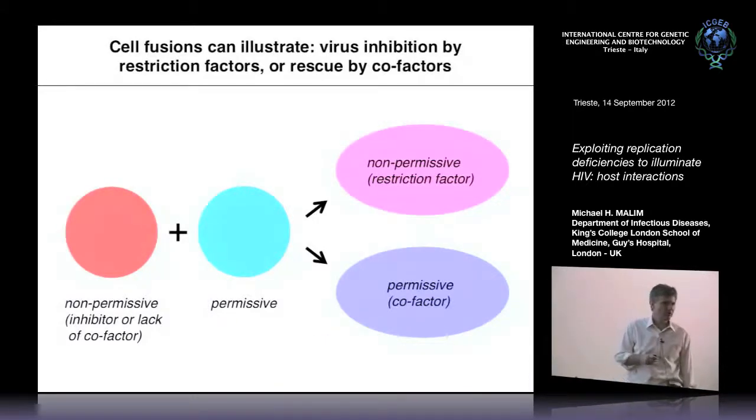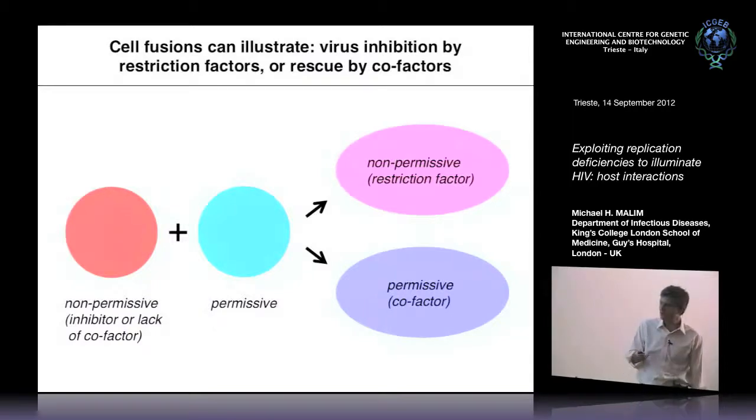A very informative experiment that will come up in both sets of work is summarized here, where you take a cell that is unable to support whatever step of replication you're interested in and fuse it in the lab to a cell that does support that step, and look at the outcome in that fused cell, or heterokaryon.